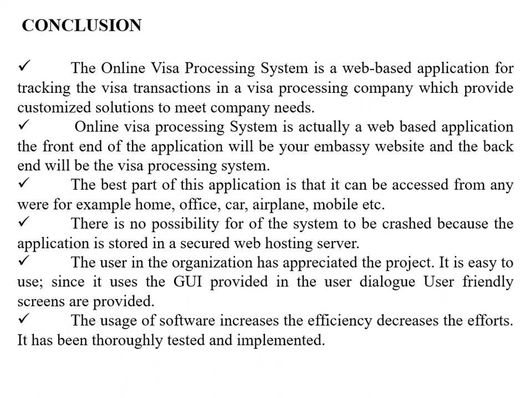The online visa processing system is a web-based application for tracking visa transactions in a visa processing company, which provides a customized solution to meet company needs. The front end of the application will be your embassy website, and the back end will be the visa processing system. The best part of this application is that it can be accessed from anywhere, for example home, office, cafe, etc.